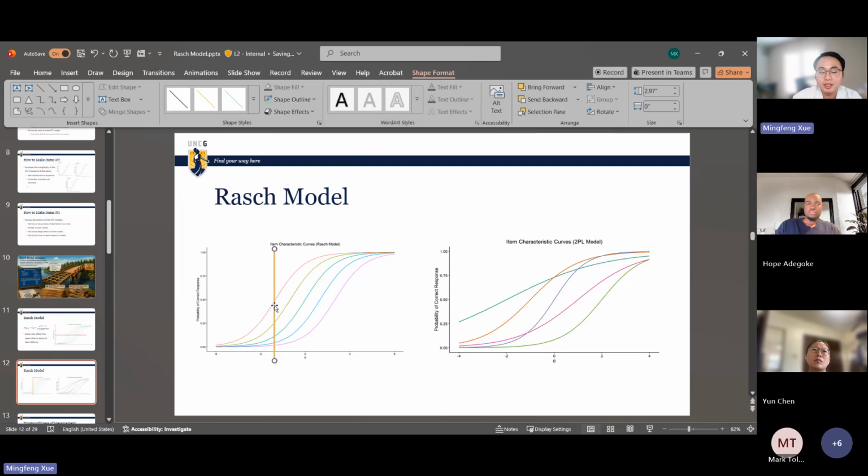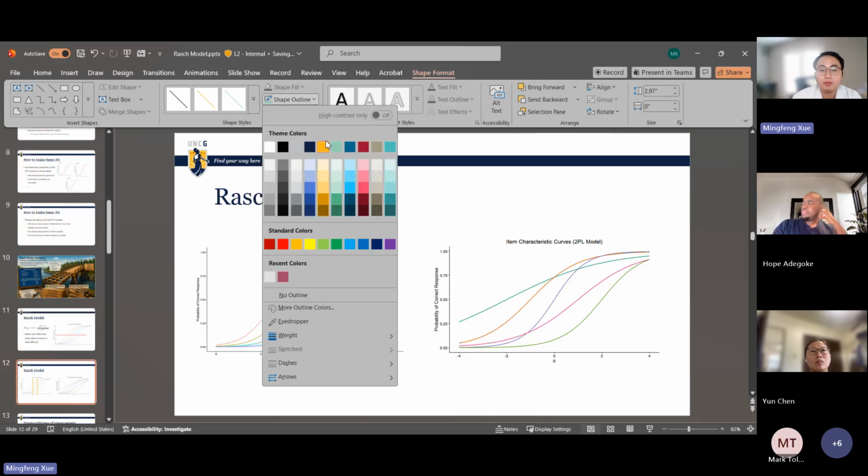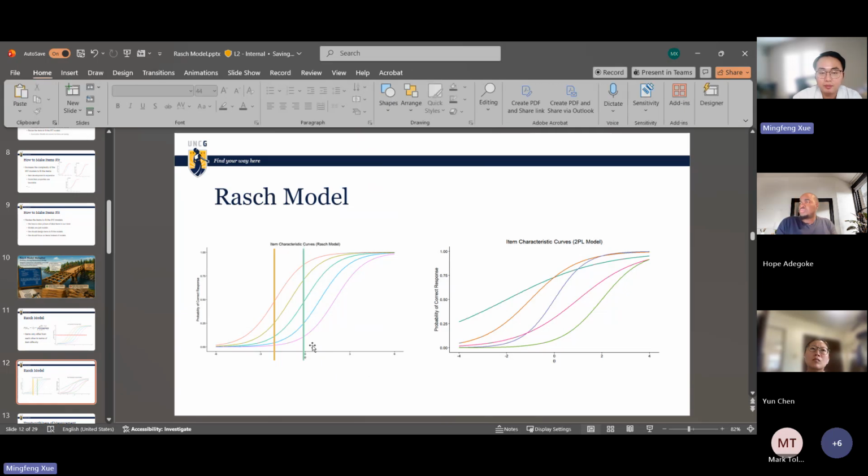As you can see, for this respondent, let's call it respondent A, in his mind the red item is always easier than the brown one, then the green one, the blue one, and finally the purple one. The purple one is always the most difficult. And then, what if we have another respondent? Let's call it respondent B, and I use a different color for this respondent. In his mind, the red item is easier than the brown, and then the green, blue, and purple.